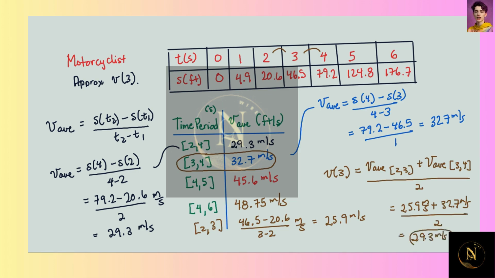I'll still put squiggles because really we are approximating, but that's about the best we can do with this data: approximate that the instantaneous velocity at 3 seconds is 29.3.